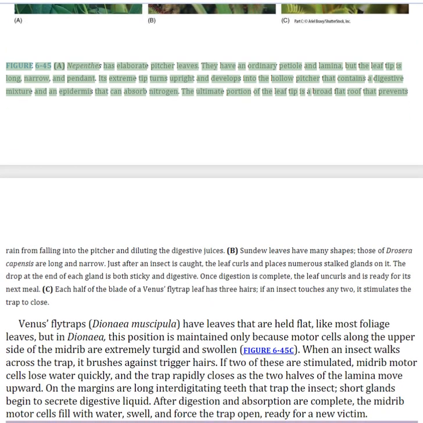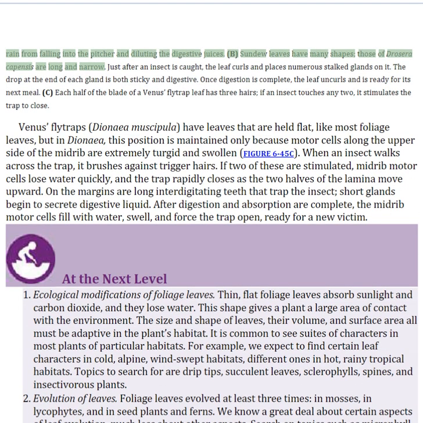Figure 645. Nepenthes has elaborate pitcher leaves. They have an ordinary petiole and lamina, but the leaf tip is long, narrow, and pendant. Its extreme tip turns upright and develops into the hollow pitcher that contains a digestive mixture and an epidermis that can absorb nitrogen. The ultimate portion of the leaf tip is a broad flat roof that prevents rain from falling into the pitcher and diluting the digestive juices.